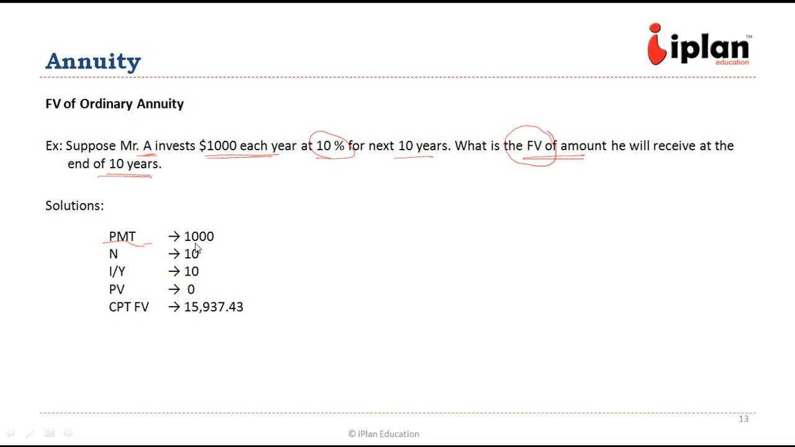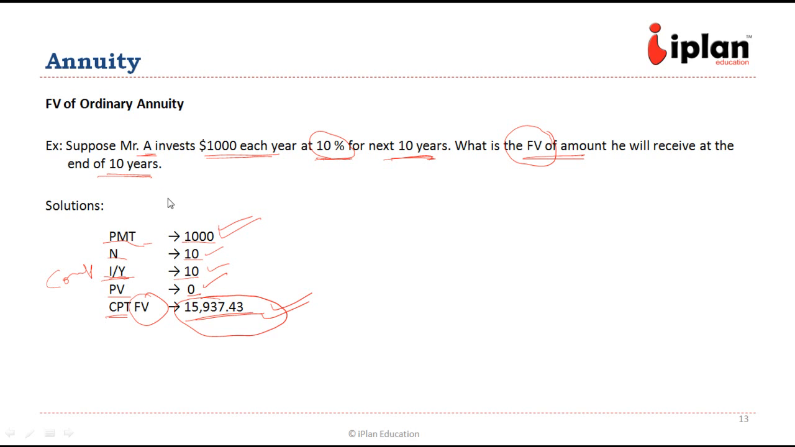So again we can put the values in the calculator in the same way. 1000 is the payment, n is the time period, 10 years, and this is the compounding period, again 10 because it is annual compounding, so I/Y also is going to be the same. Present value is 0, so we'll compute the future value, which comes out to be 15,937.43. For example, if somebody invests $1,000 every year at 10% interest rate for 10 years, in the end the person is expected to receive this amount. This is the future value.